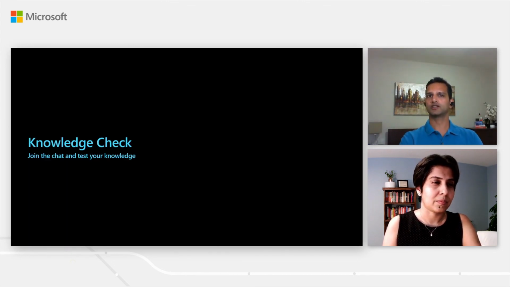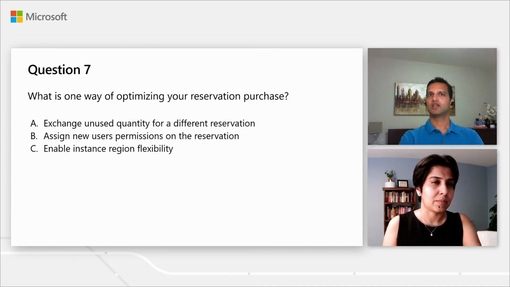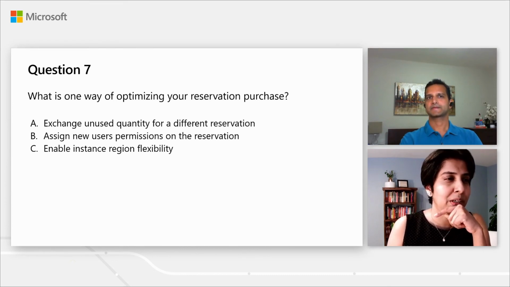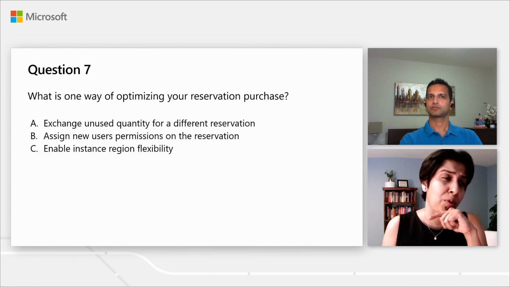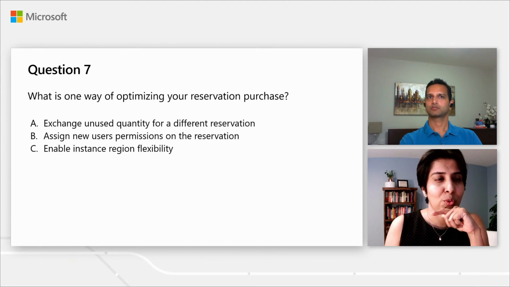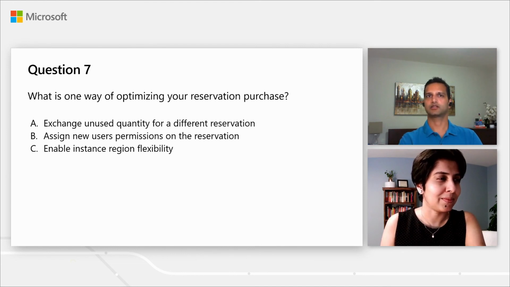So, knowledge check for this section. What is one way to optimize your reservation purchase? I can assign new users, and I would probably use the reservation more, but I think I'll go with exchange unused quantities for a different reservation, because I think that's what makes sense. Yep, that is correct. So, exchange unused quantities.